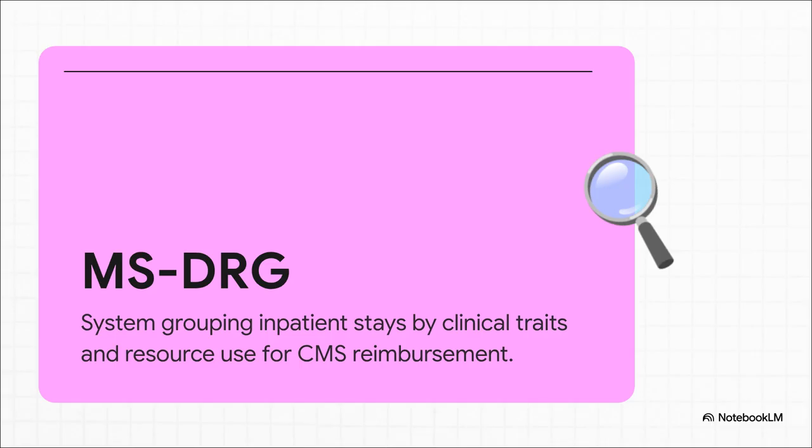In our world of MDC 6, this means the system groups patients based on whether they need strictly medical management, like for inflammatory bowel disease, or if they require an actual surgical intervention, like a gastrectomy.